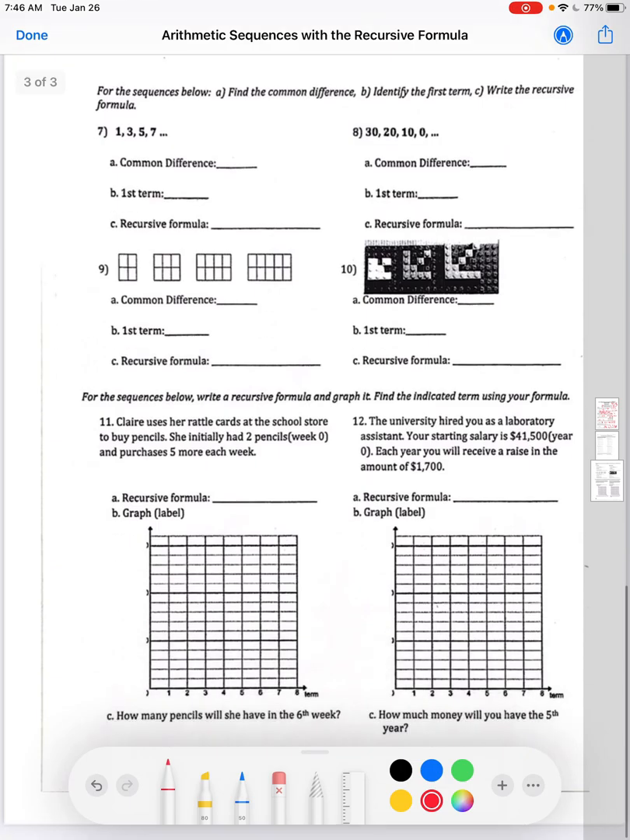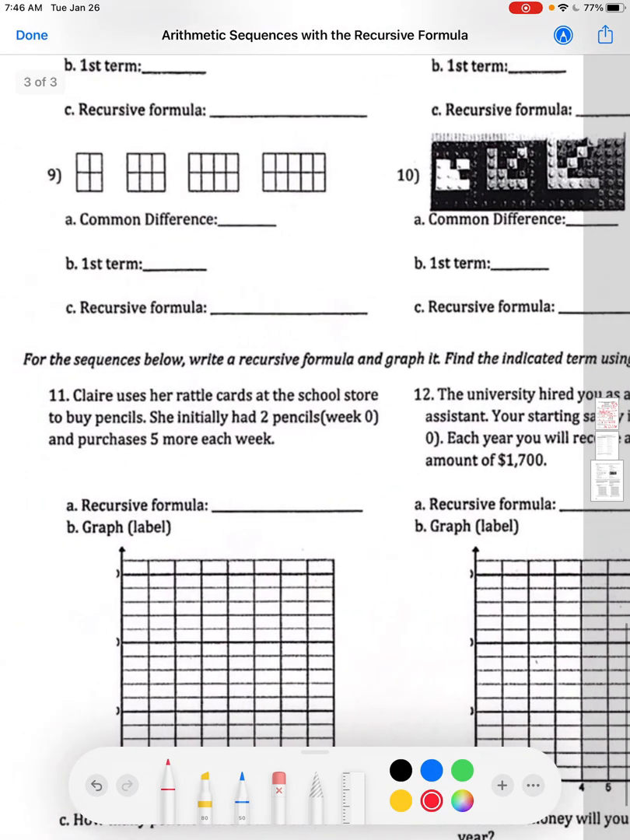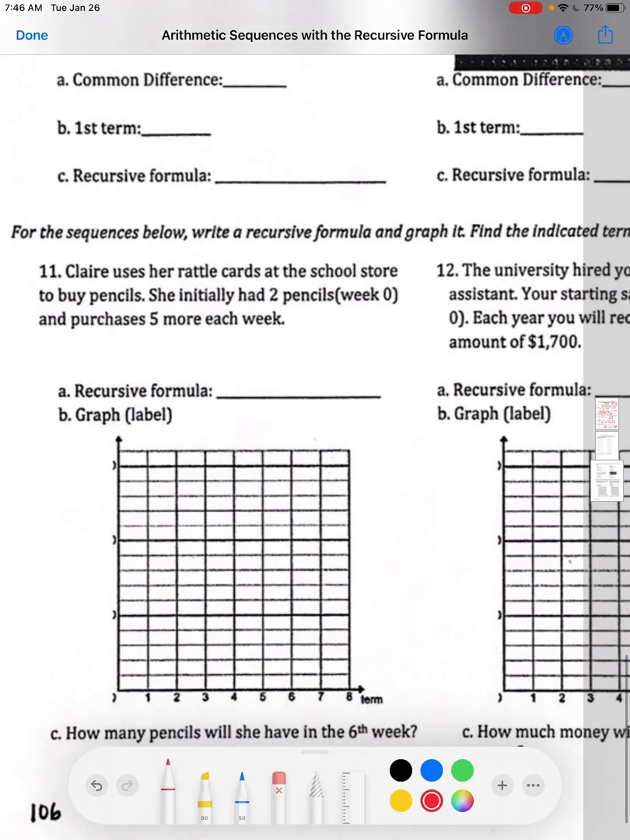Now your homework is more of the same, with one exception. You are asked to graph out a recursive formula. It's not too bad. Just go ahead and figure out what your values are and then scale your y-axis appropriately to make them fit. So let's go ahead and just look through number 11 really quick.